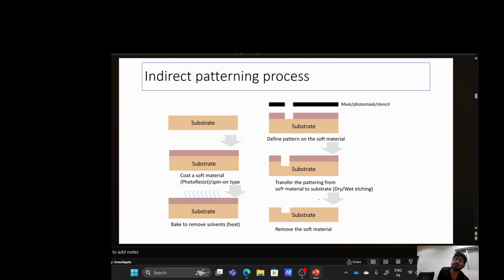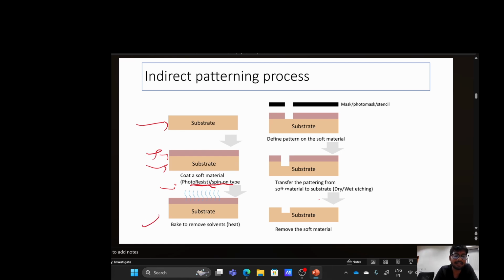In indirect processing that I told you about, an intermediate layer is required. First, the intermediate layer is a photoresist. This is the substrate. First, you coat that intermediate layer, this photoresist, on the substrate, with a spin coating process, which takes hardly a minute to make a layer.